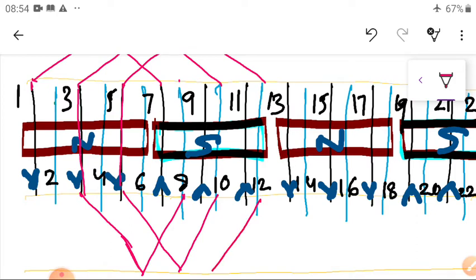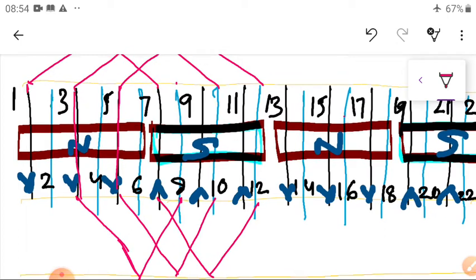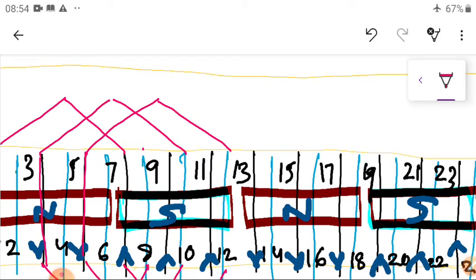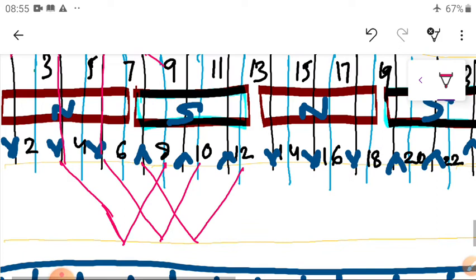After that, the 12th is connected to the 7th one, it is coming to the 7th conductor. Okay, now the 7th is connected to the 14th. So on this side you are going to connect the blue color, and on this side you are going to connect the black color, the top conductors.